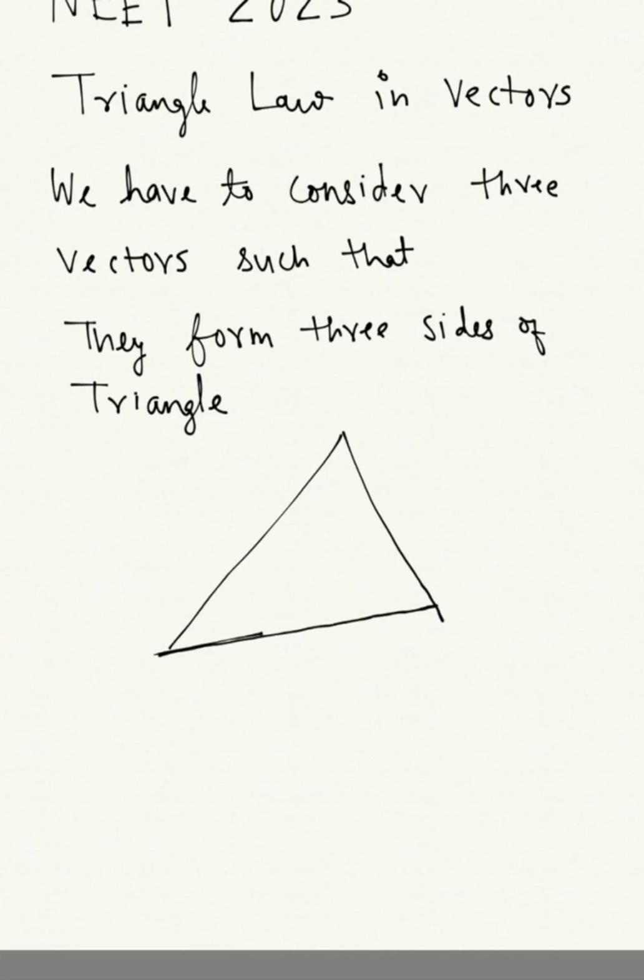So we know that a vector has a tail and a head. Suppose I'm drawing three sides as three vectors like this. Now here, let's name these vectors as A vector, B vector, and C vector. So look at the diagram. On the head of A, there is the tail of B.